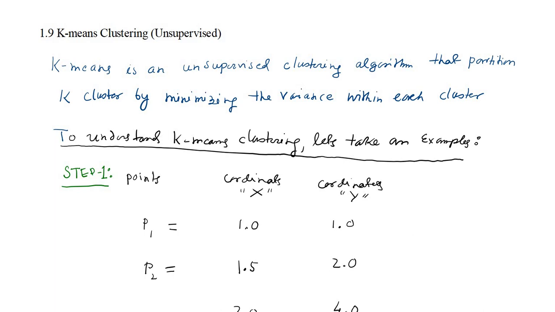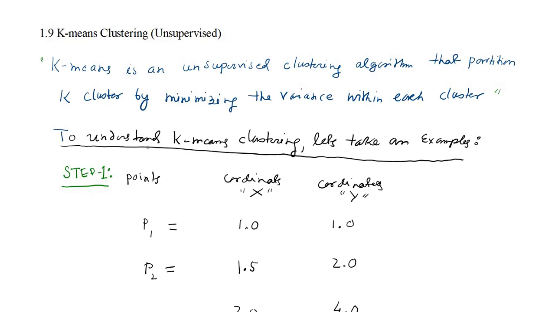So we start with a new topic called k-means clustering, which is an unsupervised algorithm. The definition of k-means is an unsupervised clustering algorithm that partitions data into k clusters by minimizing the variance within each cluster. So this is the definition of k-means clustering. Please have a look at this.